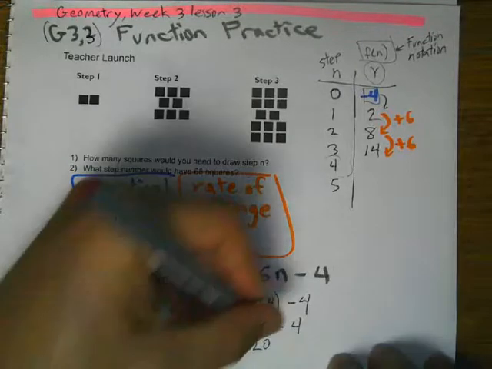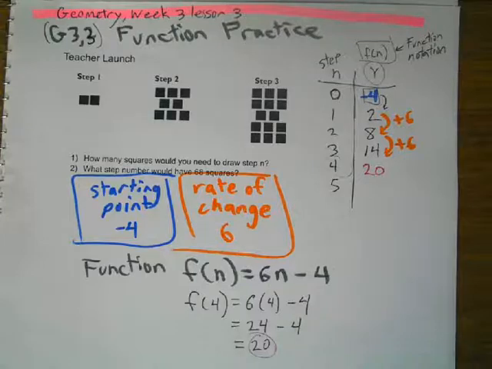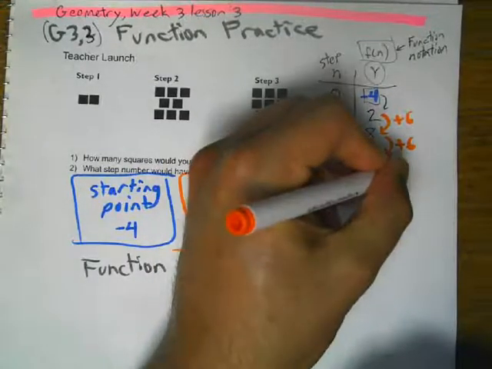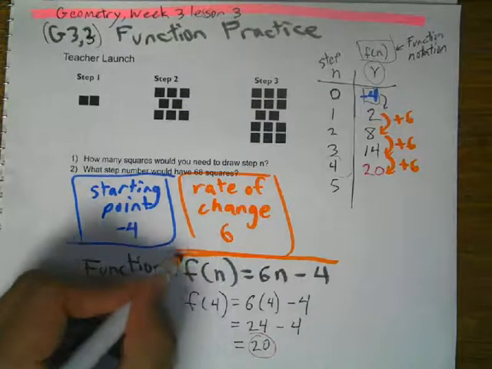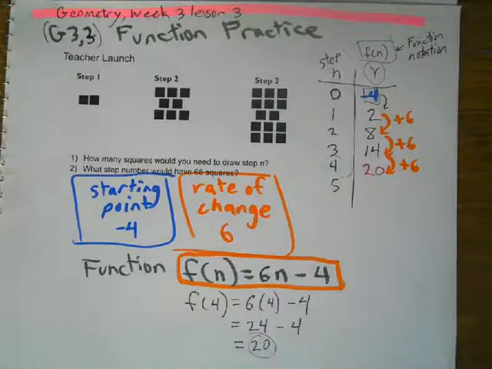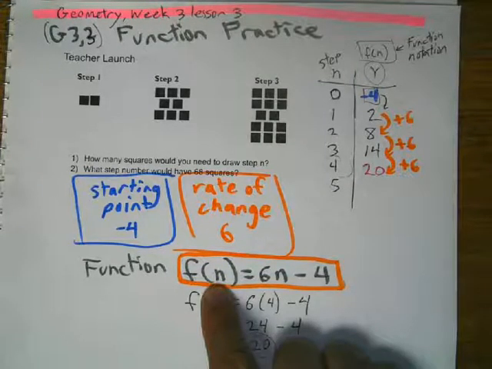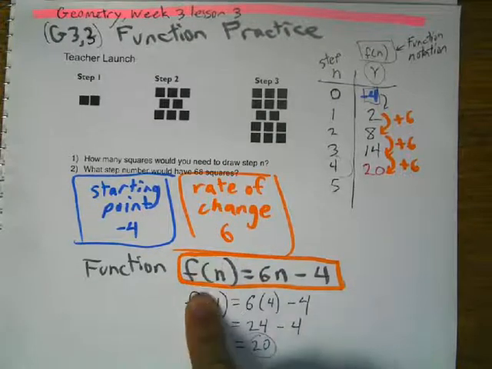So I'm going to put this answer here. We're going to put in 20. And let's see if that meets the pattern. If I add 6 to 14, am I going to get 20? It works. So this is my function. And this does not mean the variable f times the variable n. This is function notation. It has to be together.